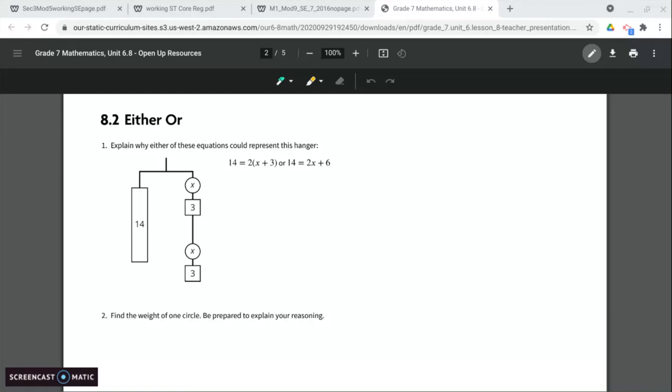Hey guys, welcome back. So what we're looking at today is lesson 8, reasoning about solving equations. Either or, explain why either of these equations could represent this hanger.